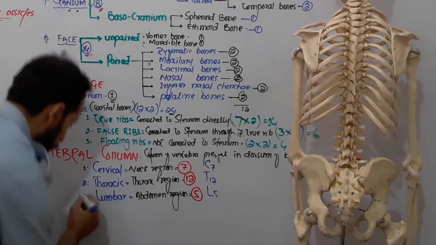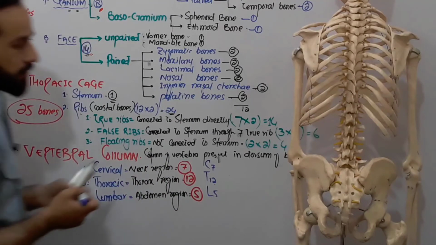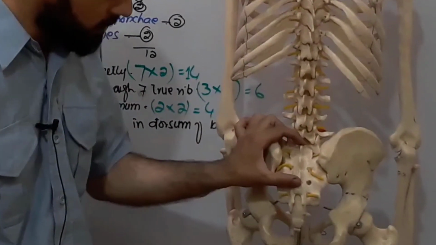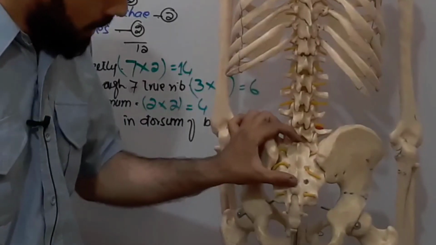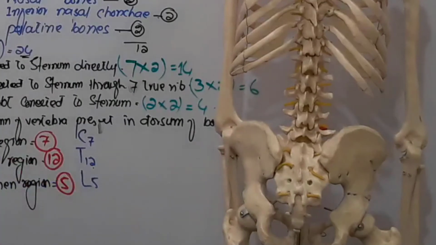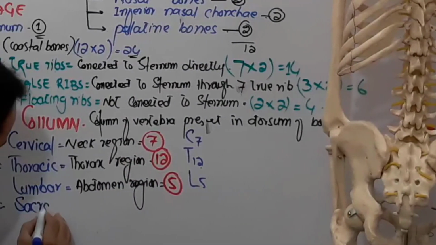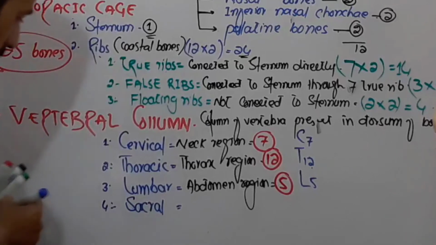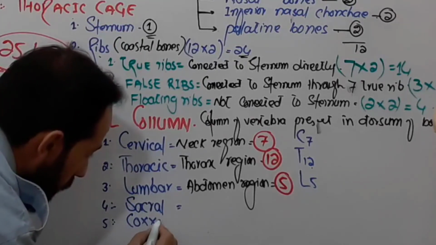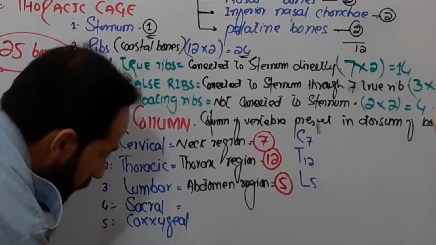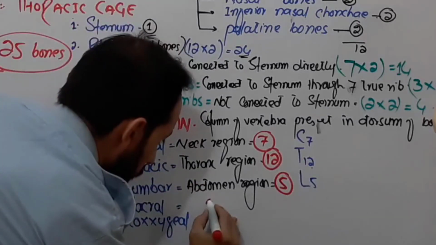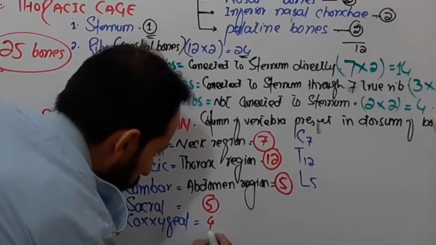And then we have the fourth group, which are called the sacral vertebra, right? What are these? These are sacral. And how many sacral vertebra we have? We have 5 sacral vertebra. And then we have coccygeal. So how many are they? They are 4. So sacral vertebra are 5 and coccygeal vertebra are 4.